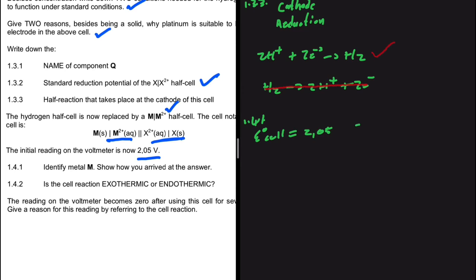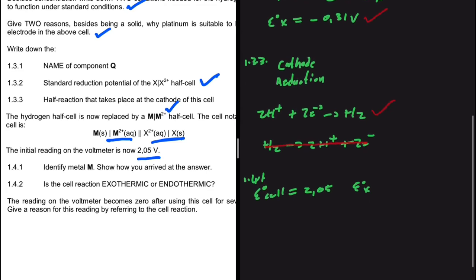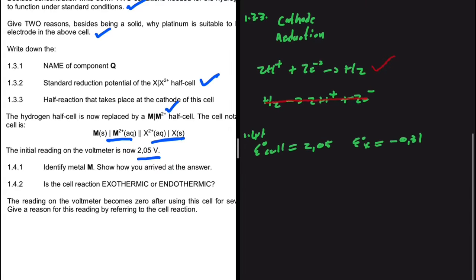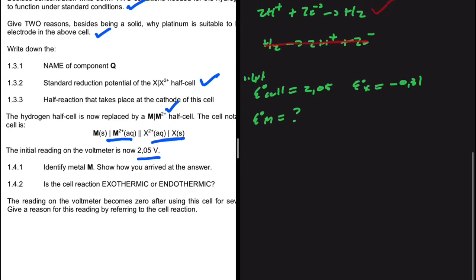We also have the reduction potential of X. We calculated it in 1.3.2. That is minus 0.31. We're trying to identify metal M. If we find the reduction potential of metal M, then we're going to be able to go to our standard reduction potential table and see which one it is with ease. So the potential of M is what we are interested in.